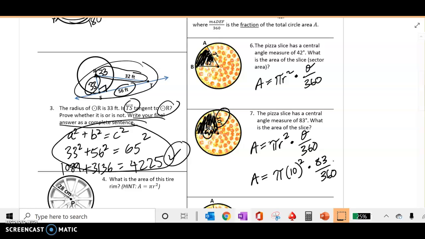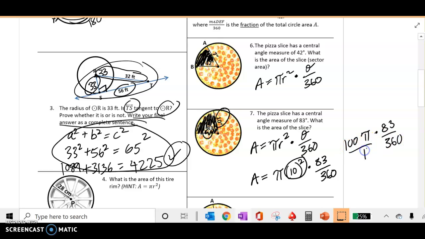Okay, now remember you can give me your answer in terms of pi, or a lot of times it's just easier to estimate. I'm okay if you just estimate the answer. So let's clean this up a little bit. 10 squared is 100. 100 times pi is 100 pi. So now we have 100 pi times 83 over 360.